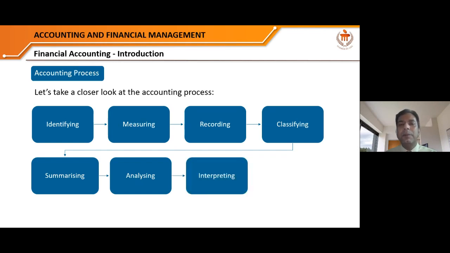Then we try to interpret. Once we have analyzed, we try to interpret the accounting information which we have recorded and classified in our books, and then finally we communicate. We communicate whatever we have done in the whole year, our performance, as books of accounts, maybe as a balance sheet, profit and loss account, or cash flow statements, to the relevant users.